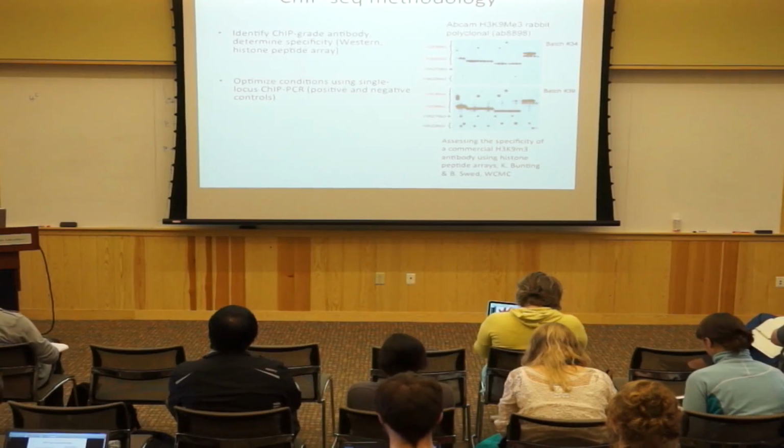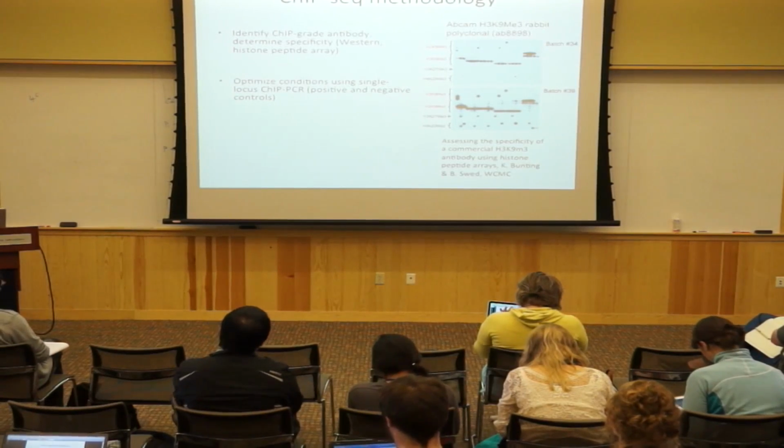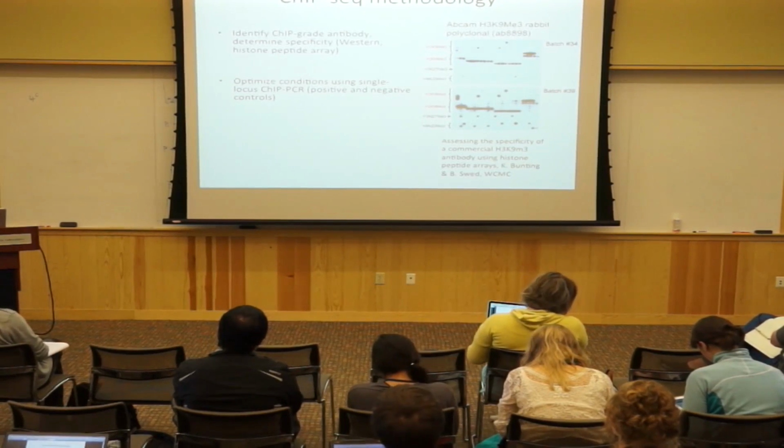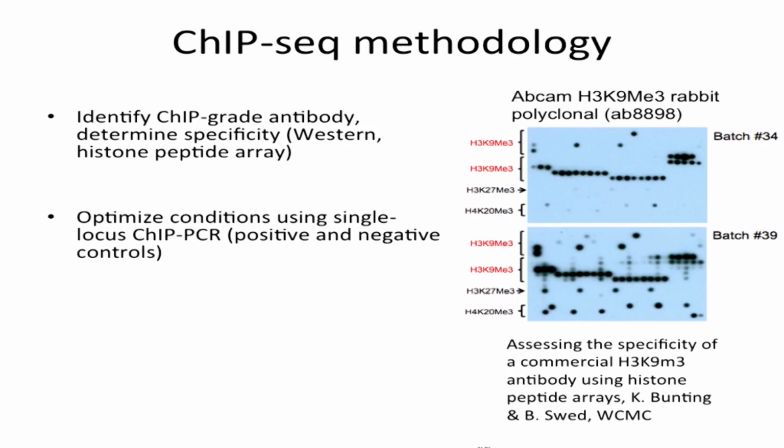So once you have an antibody that works well, it's specific, and it's not cross-reactive, it doesn't recognize everything, the next thing to do is to optimize conditions for the pull down, for the IP. Typically, you do that with single locus ChIP-PCR, where you have primers that amplify a region of interest. You have positive controls, negative controls, and you try to maximize enrichment in the positive controls and minimize enrichment in the negative controls. That's something that you have to do every time that you start a new ChIP-seq experiment.